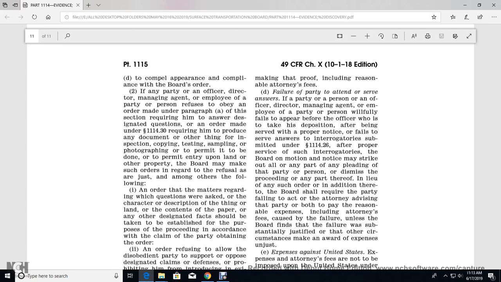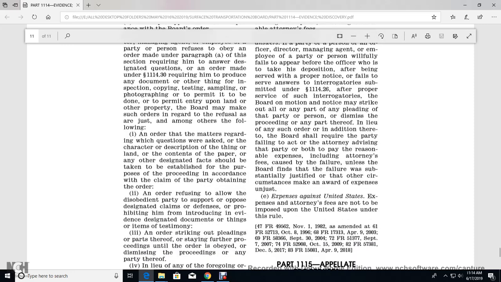Failure of a party to attend or to serve an answer. If a party, or an officer, director, managing agent, or employee of a party, willfully fails to appear before the officer to take a deposition after being served with proper notice, or fails to serve an answer to interrogatories under 1114.26 after proper service of the interrogatories, the board, on motion and notice, may strike all or any part of the pleading of that party, or dismiss the proceeding or any part thereof. In lieu of such order or in addition thereto, the board shall require the party failing to act, the attorney advising the party, or both to pay the reasonable expenses, including attorney's fees, caused by the failure, unless the board finds the failure was substantially justified or that other circumstances make an award of expenses unjust.